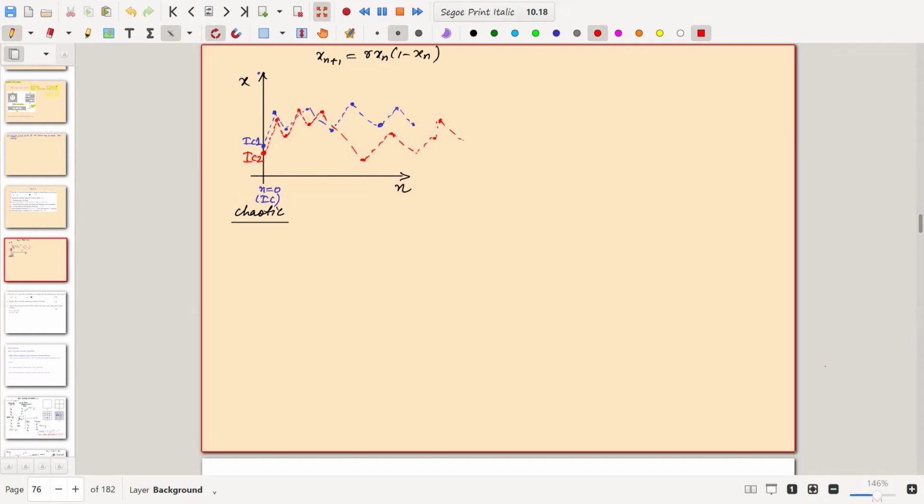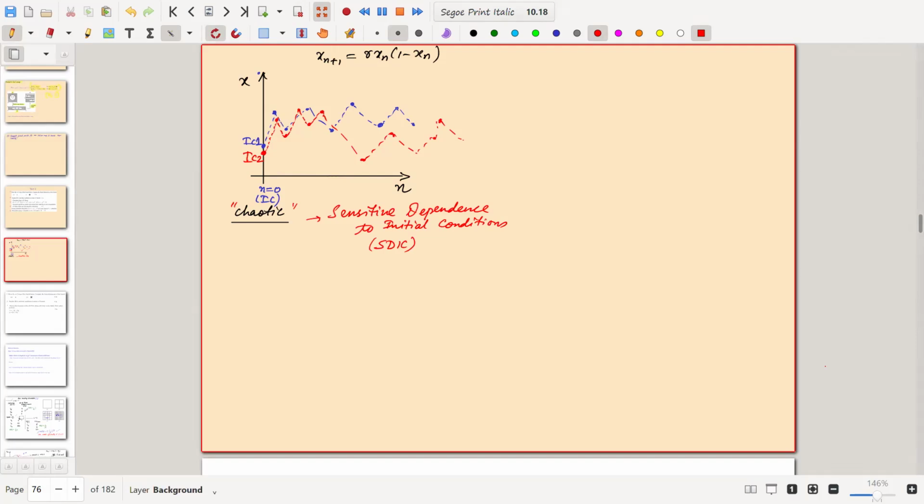So this is the property of chaoticity. Chaotic means sensitive dependence on initial conditions, or SDIC. So this is regarding the time series.